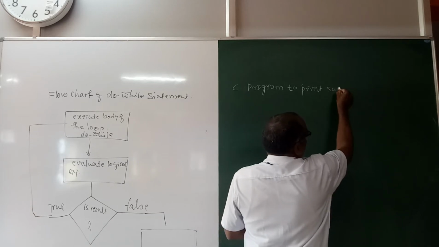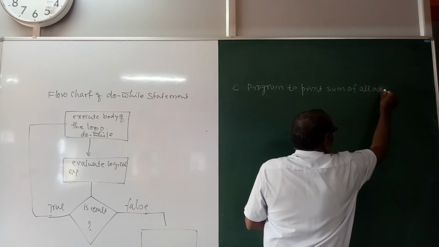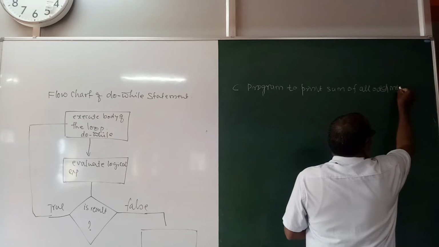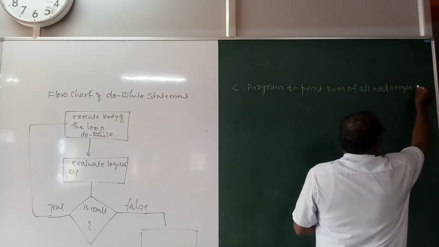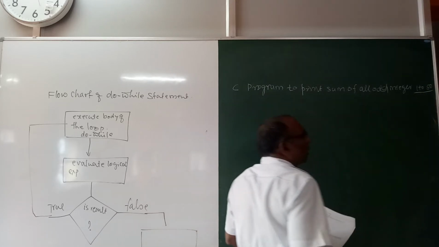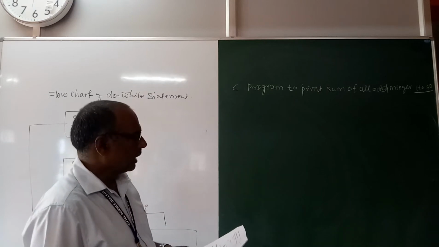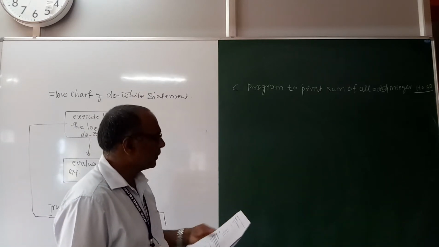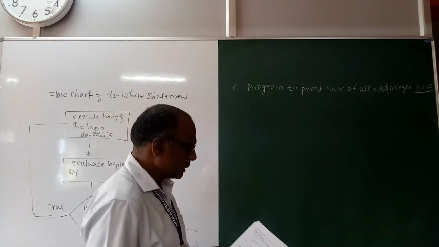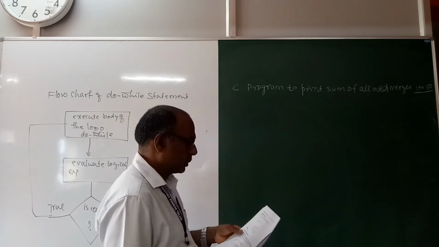The sum of all odd integers. It is integer, not floating. Integer 1 to 50. From 1 to 50 numbers, we'll sum all the odd integers here. We have to find the sum of that. So I'll write the program based on do while statement. Let us see how this do while statement is used in this program.